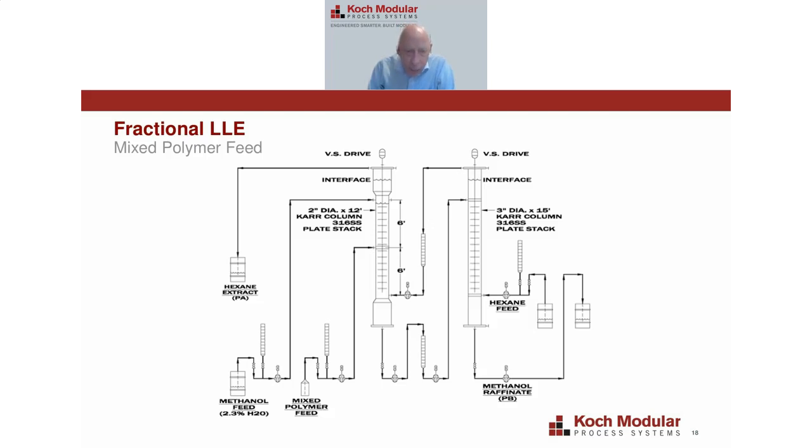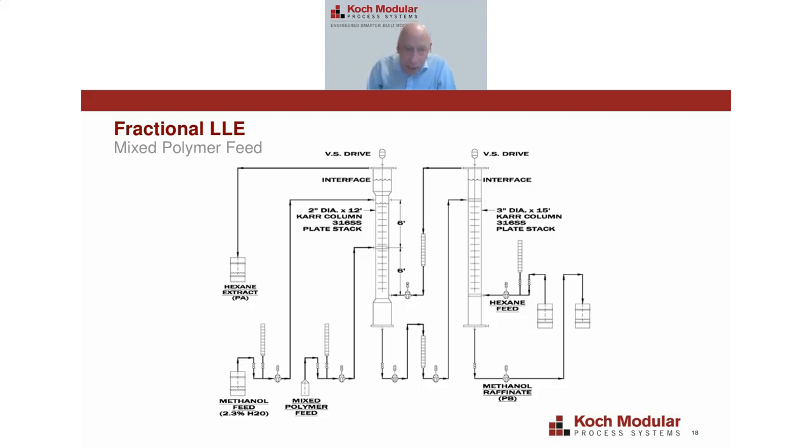So in this case, the mixed polymer feed is coming into the middle of this first column. The methanol comes in the top. Now that will selectively, in this case, extract the polar compounds from that aqueous or that polymer feed. And then at the other end here, hexane is brought in. That will flow countercurrently and will preferentially extract the nonpolar portion of the mixed polymer feed.